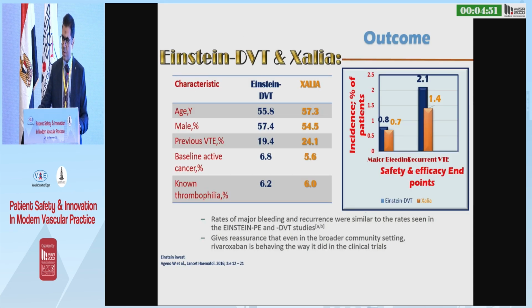We all know the XALIA study. It is a real-world study. And the rates of major bleeding and the recurrence in the XALIA study were similar to the rates seen in the Einstein PE and Einstein DVT studies. And this gives reassurance that even in the broader community settings, rivaroxaban is behaving the way it did in the clinical trials.